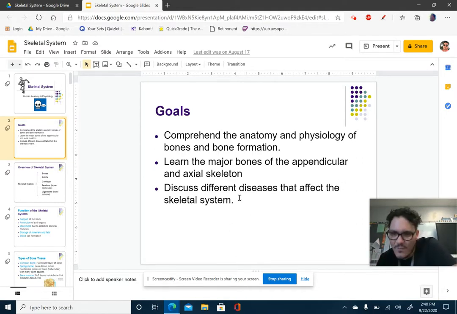Like I said, I like to finish off my units with a little bit of epidemiology or pathophysiology, sorry, to discuss some of the diseases that can affect it. In this case, it'll be all related to skeletal system.